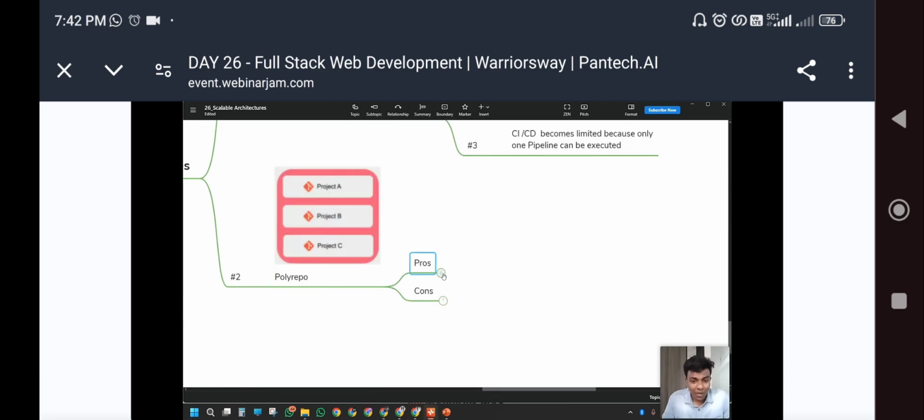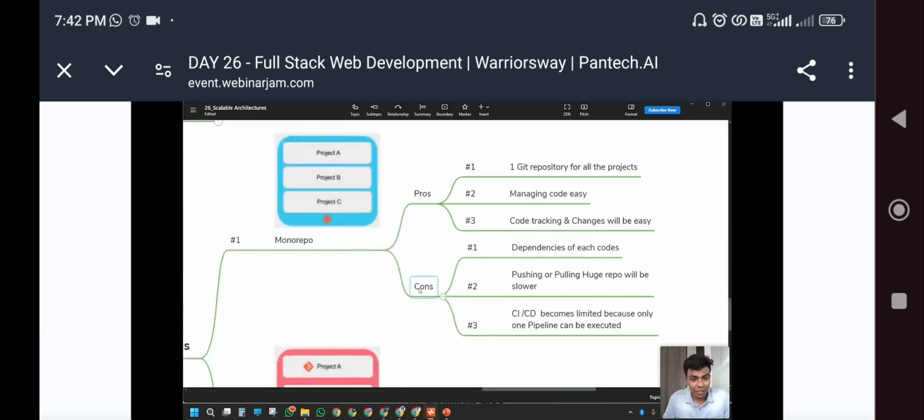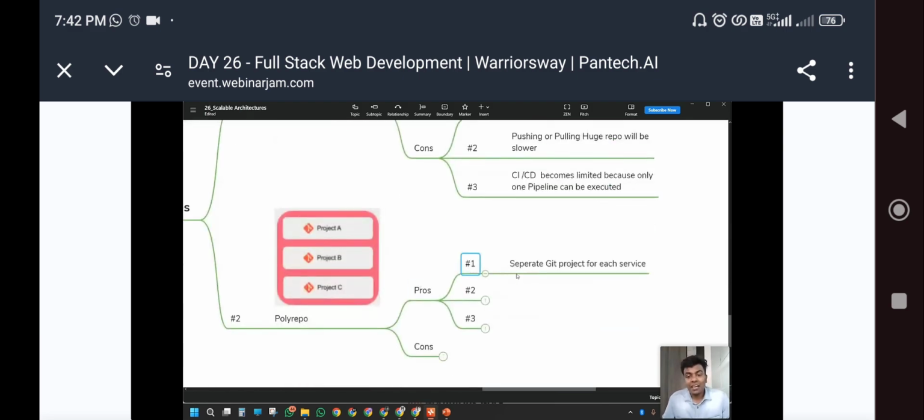While talking about the poly repo, these are all the advantages. So what are the disadvantages which you saw in the mono repo, which are going to be advantages here? The first thing is a separate Git project for each service. For add to cart services, for wishlist services, for search services, everything is going to have a separate Git repository.